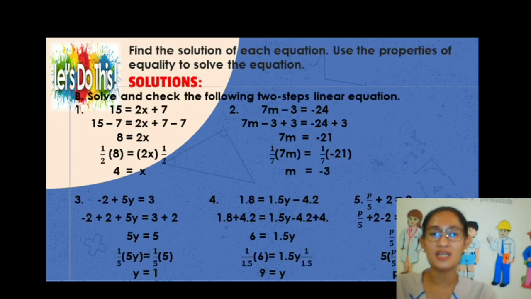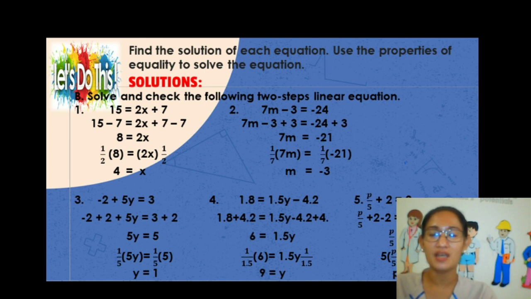In letter B, number 1, 15 equals 2x plus 7. We subtract 7 from both sides to find x, which is 4. And number 2, 7m minus 3 equals negative 24. We add positive 3 to both sides, which gives us the answer m equals negative 3.